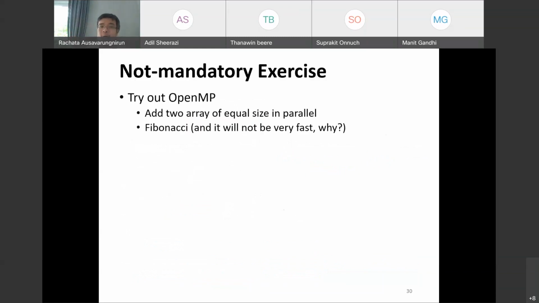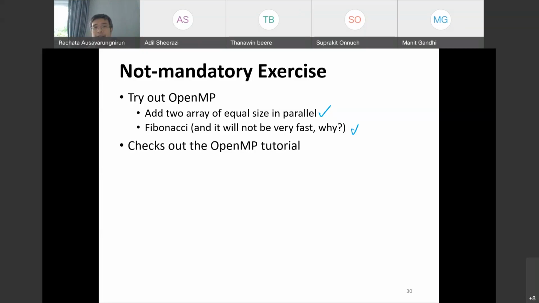So it's basically try out OpenMP by running, first of all, well, I have two arrays of equal size. Can I add the two up in parallel, right? These should be really, really easy. Fibonacci should also be quite easy, but when you run Fibonacci, it will be faster, but it will not be very fast. The reason behind that, as we developed last lecture, is that Fibonacci is going to end up spending a lot of time on one side of the function call, right?